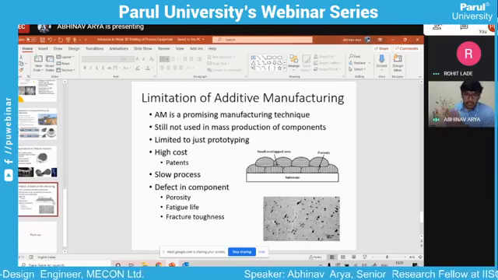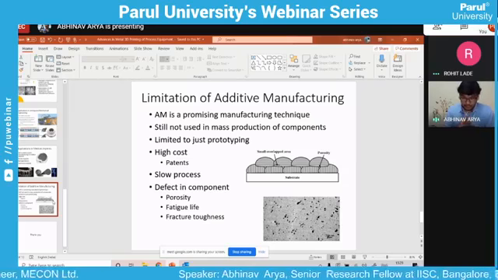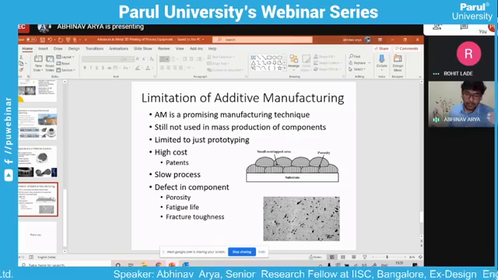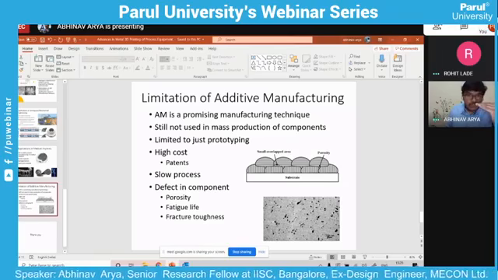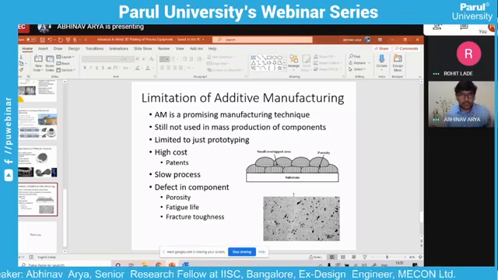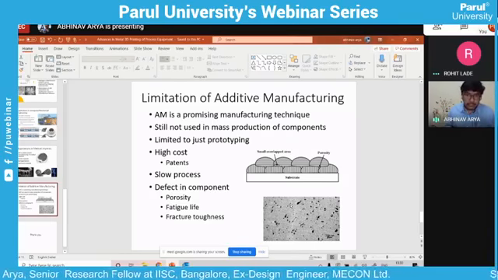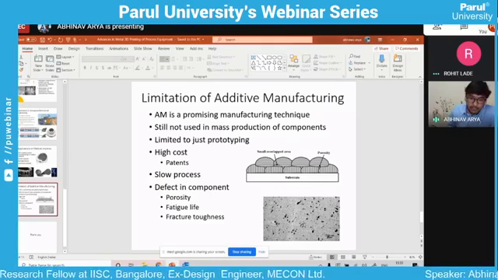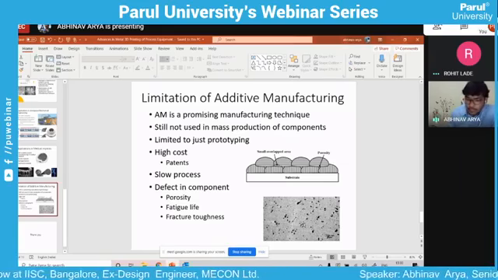It depends on the application of that material. If we need a material with a very good fatigue life or good fracture toughness, we require the material to have very low porosity. If there are voids in the material, they can act as defects, as crack initiation sites, and from there the fatigue crack can propagate and reduce the fatigue life of the material.